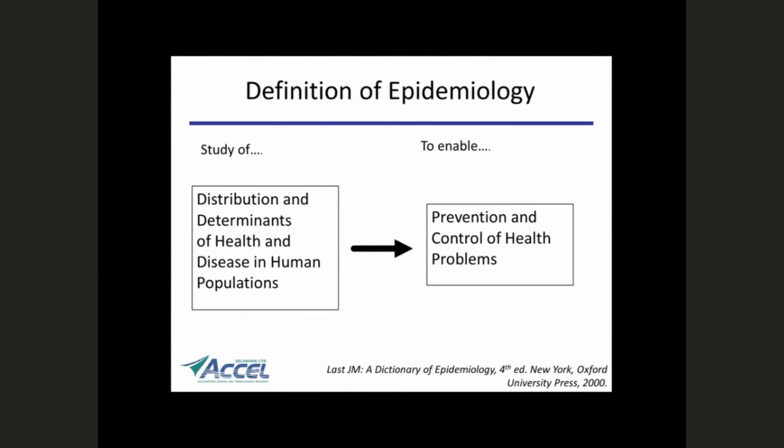The distribution of disease in populations, right? So we don't know how disease is distributed. We don't know what our major challenges are, right? And then the determinants. So why do we see a particular distribution? What is the determinant? What are the risk factors of disease? And it's not just studying for studying's sake, but it really is then to enable the prevention and control of health problems. And so how do we disseminate that information so that we are then preventing disease or controlling disease?